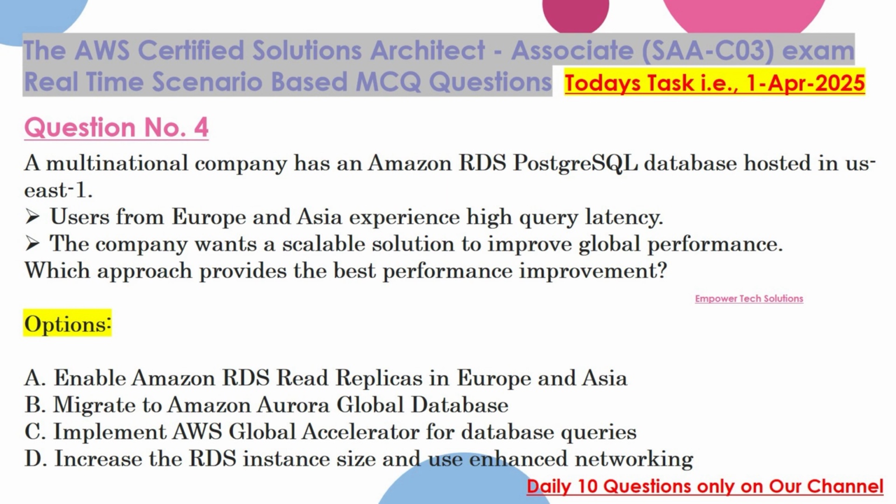Options: A. Enable Amazon RDS read replicas in Europe and Asia. B. Migrate to Amazon Aurora Global Database. C. Implement AWS Global Accelerator for database queries. D. Increase the RDS instance size and use enhanced networking.